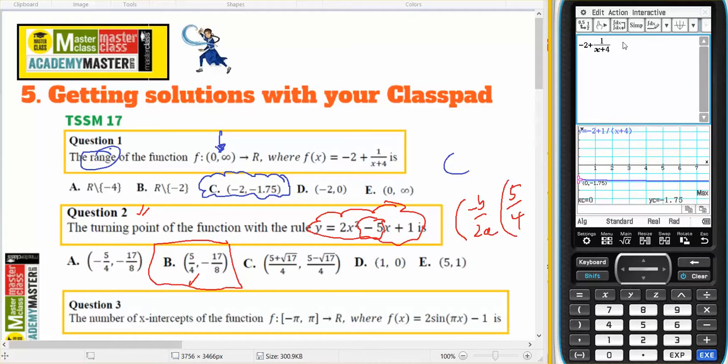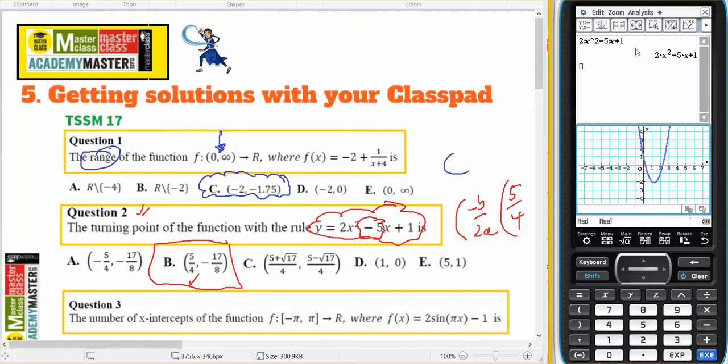I could confirm it by putting in -2x squared -5x plus 1, but it's not -2, it's only 2. And analysis, gsolve minimum. If I take this and I take this, I just take that bit and I put it up in there. When I press execute, it tells me 9.17, 9.18. So that's exactly what I want to be, is the right answer.